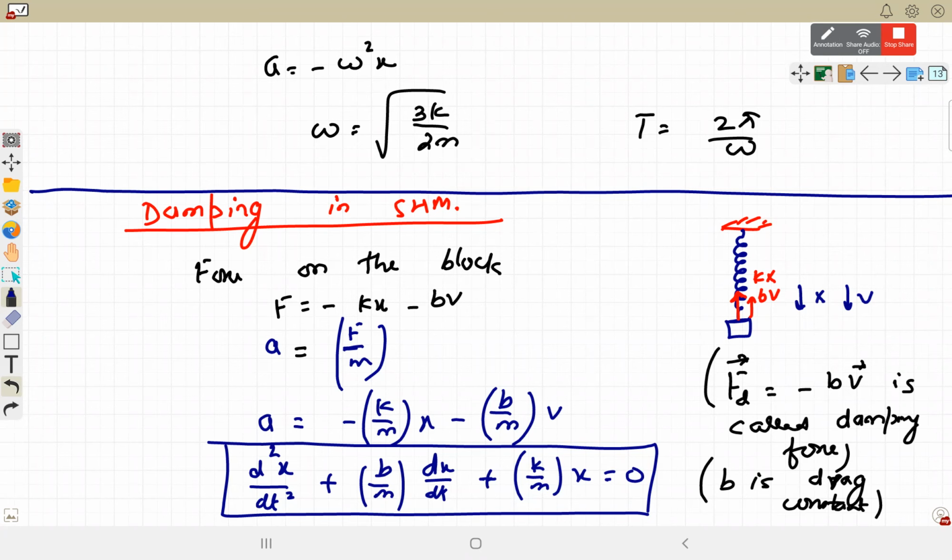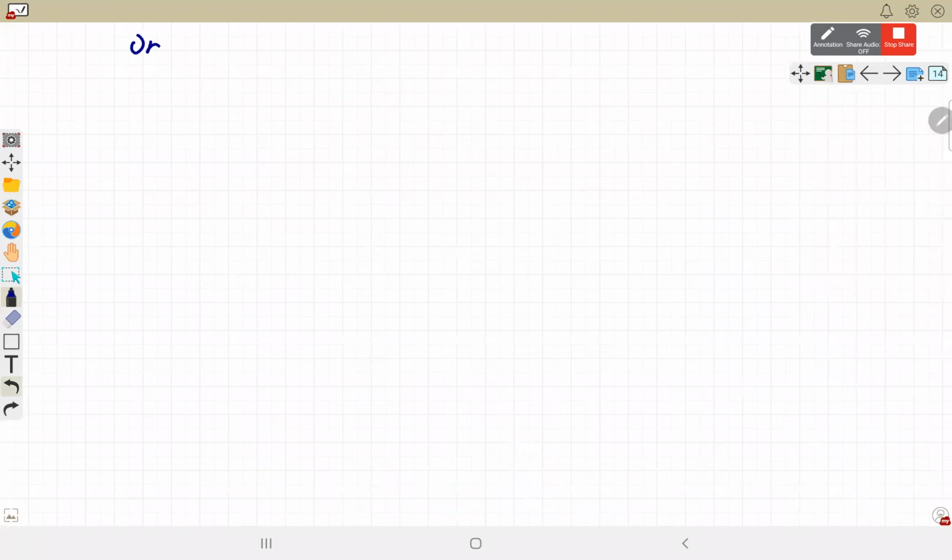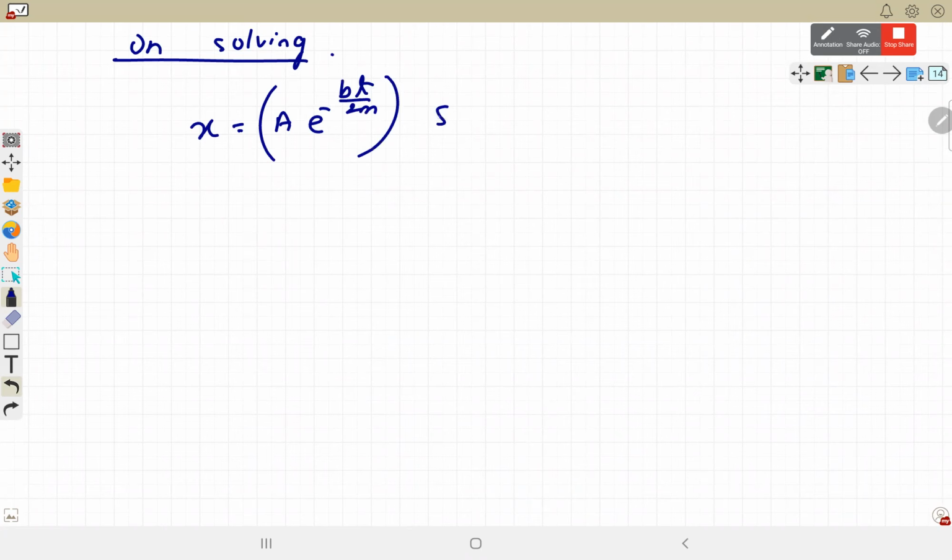The solution of this equation is, on solving this equation, कैसे solve करते हैं उसके लिए कुछ standard solution है, जिसको अब रख के put करके देखते हैं. It is a into e raised to power minus bt by 2m sine of omega t plus phi. Omega d मैंने लिख लिया because it is for the damped frequency, or omega dash, whatever.